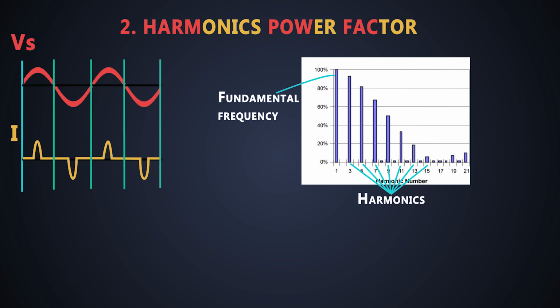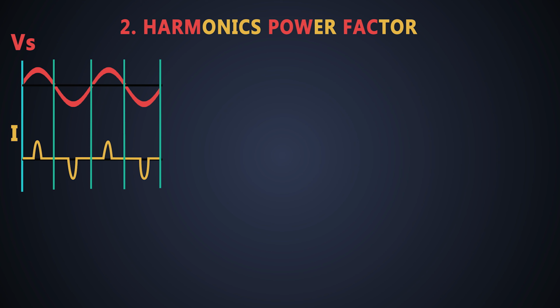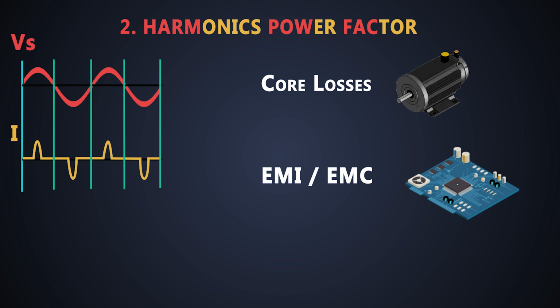This harmonic distortion should be as minimum as possible because these high frequency current components have various undesirable effects on the electrical systems like core losses in the motors, or it causes electromagnetic interference with other electronic systems. Due to this, the power factor of the system decreases as well.